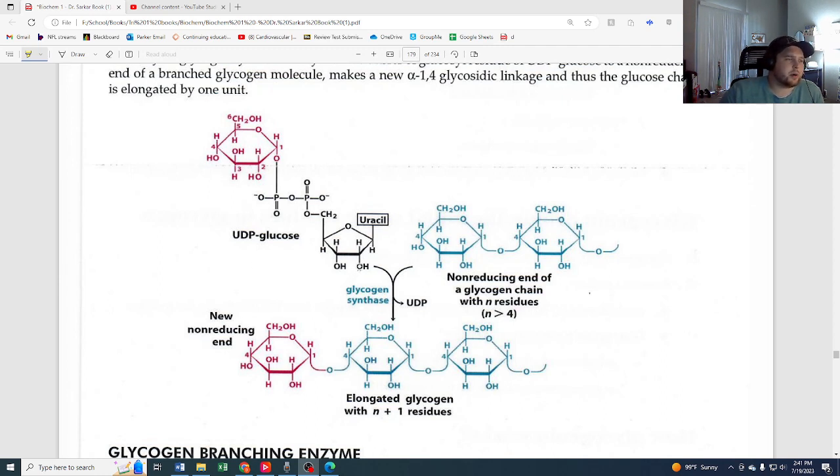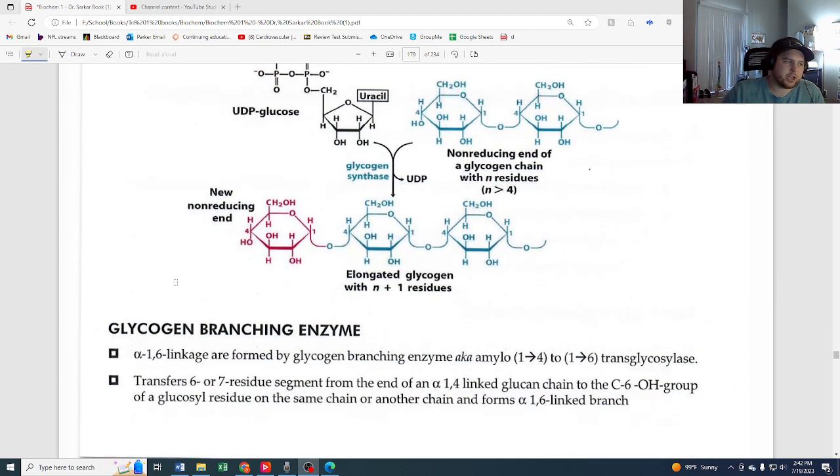So I actually misspoke a little while back about which end they build off of. They're going to continue to build on the non-reducing end. They build from this end, continue it this way, and continue to break down from this end, and break it down from this end as well. So basically the uracil, this UDP glucose, so this is the UDP part, that's the glucose, comes over here, and literally the glycogen synthase transfers the glucose onto that new end to continue to create this chain.